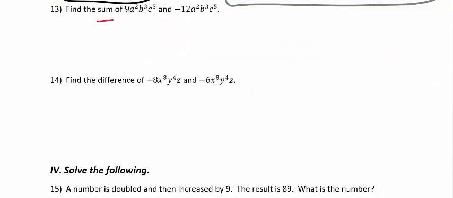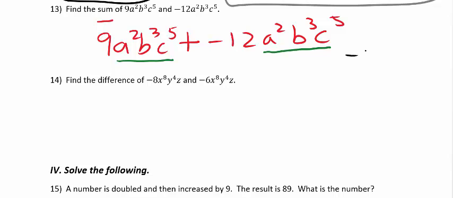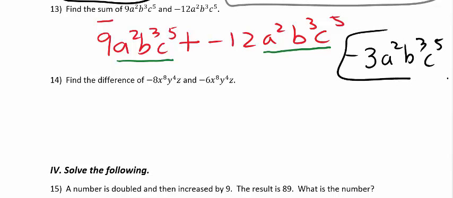Now we're going to find the sum of these two monomials. Sum means plus, so we're just going to add the two monomials together. Now we can only add them together if the variables are exactly the same. So this a squared b cubed c to the fifth has to be exactly the same in this term to be able to add them together. And they are, so we can just add the numbers in front. 9 plus a negative 12 is going to be a negative 3a squared b cubed c to the fifth.